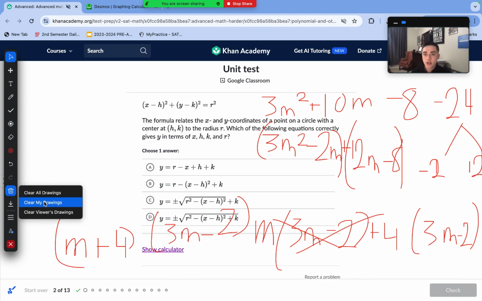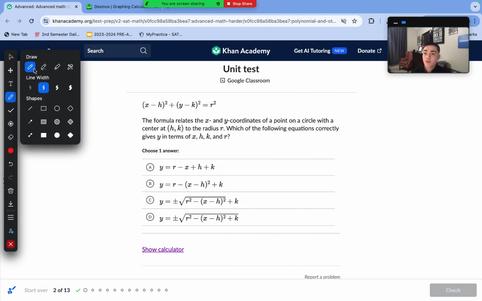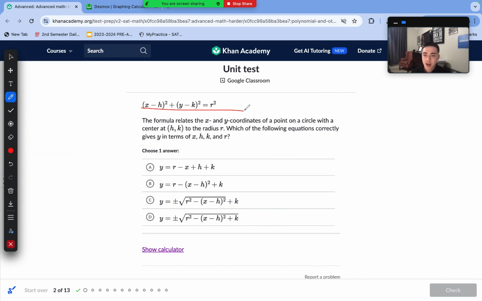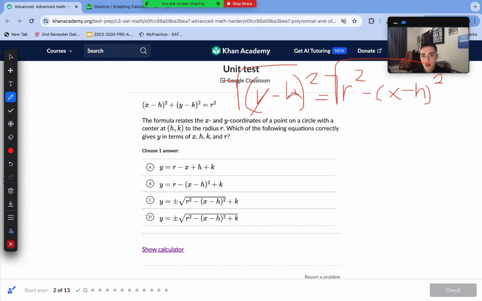On to this next question. We have this formula for a circle, and we are trying to isolate the y variable. First step here, we can subtract (x minus h) squared on both sides, so we're left with (y minus k) squared equals r squared minus (x minus h) squared. Next up, we can go ahead and square root everything. So then we have this under a massive square root. Square root cancels out this squared term.